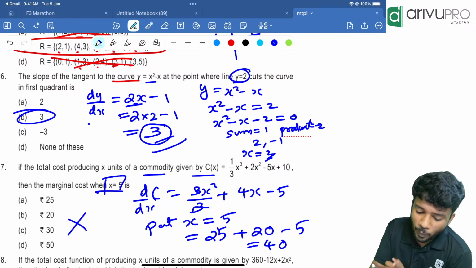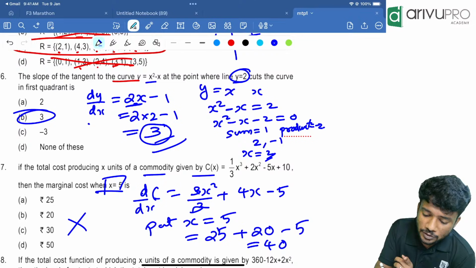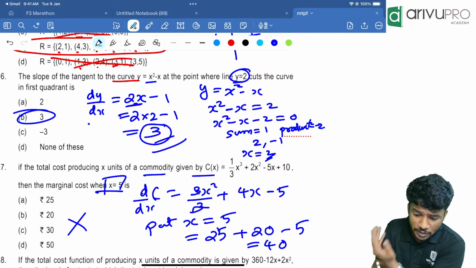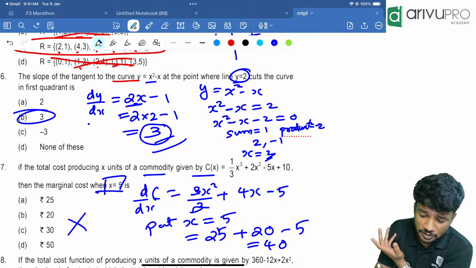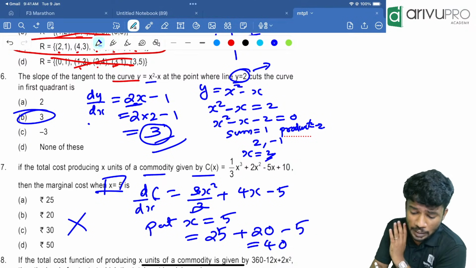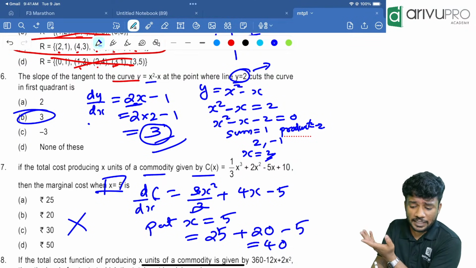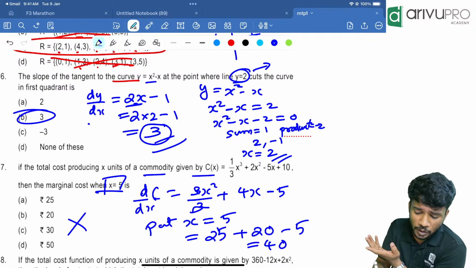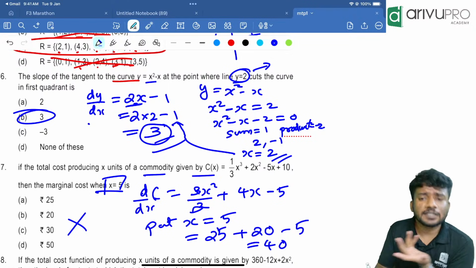So from this, y is equal to x square minus x. You can substitute the y value over here because it is given in the question. y is equal to 2. Then from there you found the value of x, which is equal to 2. Substitute it over here and you will get the value of that.